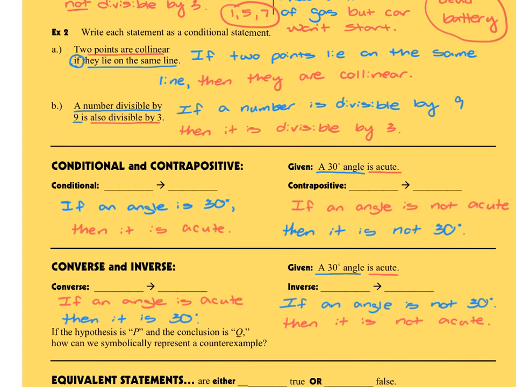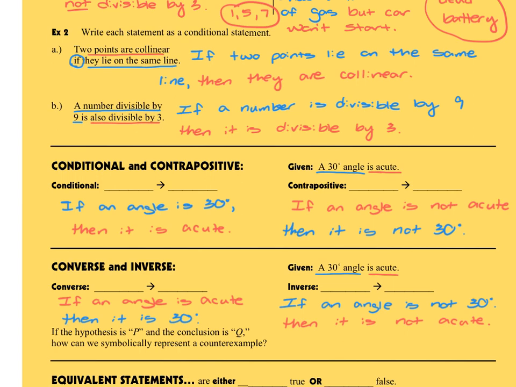The next part, if I scan the sentence, I don't find the word if anywhere in here. So to find the hypothesis, I started at the beginning and kept reading until I came to the verb. As soon as I come to the verb, or that action, I know we've flipped to the conclusion. So putting this in if-then form, I say: if a number is divisible by 9, that's the blue part, then it is also divisible by 3.